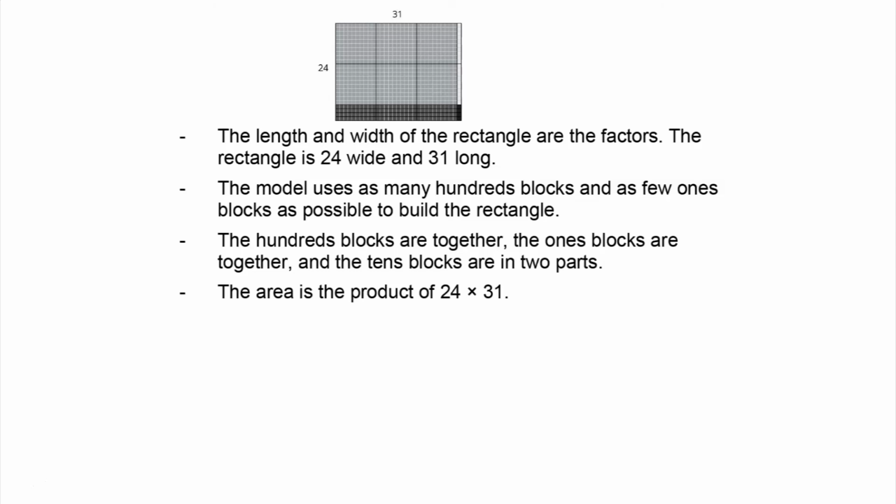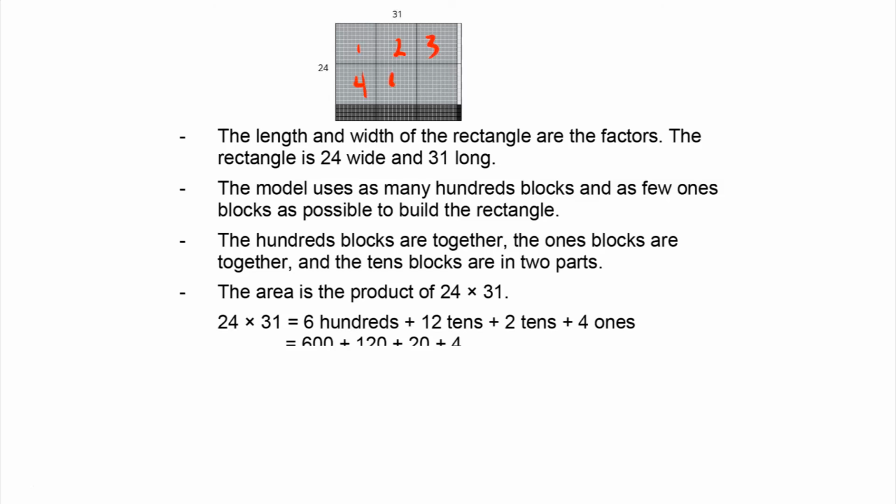The area is the product of 24 times 31, which if we crunch that out, 24 times 31 means we've got 6 blocks of hundreds, as we've seen here. 1, 2, 3, 4, 5, 6. 12 tens. Remember, there are 4 rows here. So there's 4 rows of 10 blocks together. And then we have 3 sets of those. 1, 2, 3 sets. So that gives us 12 tens.